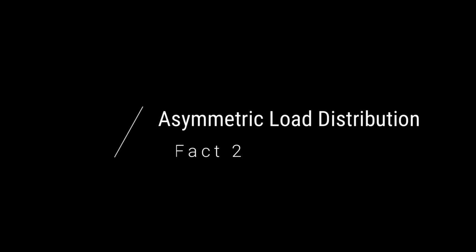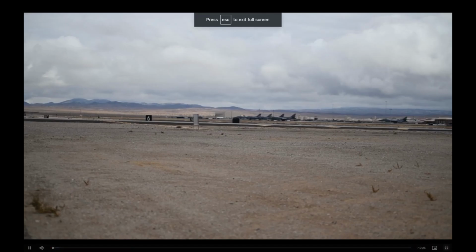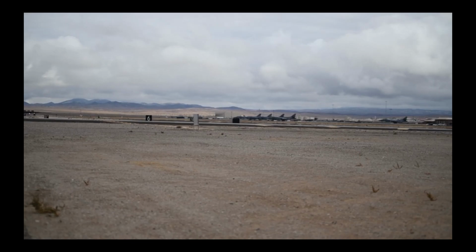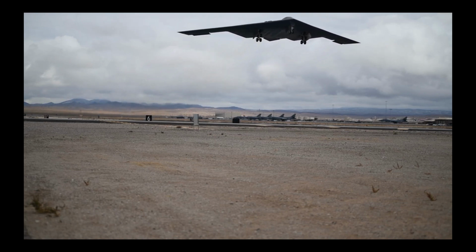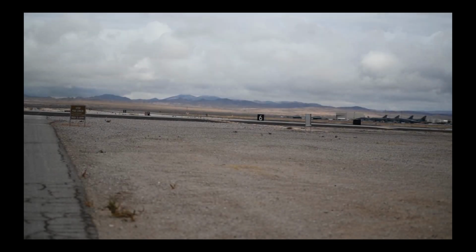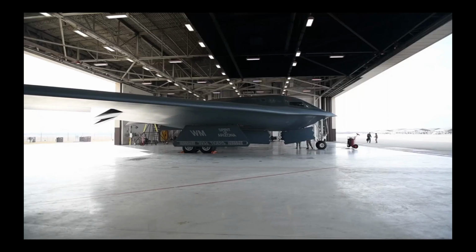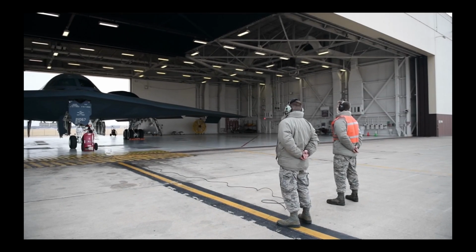Alright, Fact 2. Asymmetric load distribution. As you know, for aircraft, the load distribution is extremely critical. If you have too much load on one side, it will impact how you can control the airplane. For example, if too much weight is in the front, you may not be able to lift the plane up. Or if too much weight is in the back, you might struggle to keep the plane pitched down.